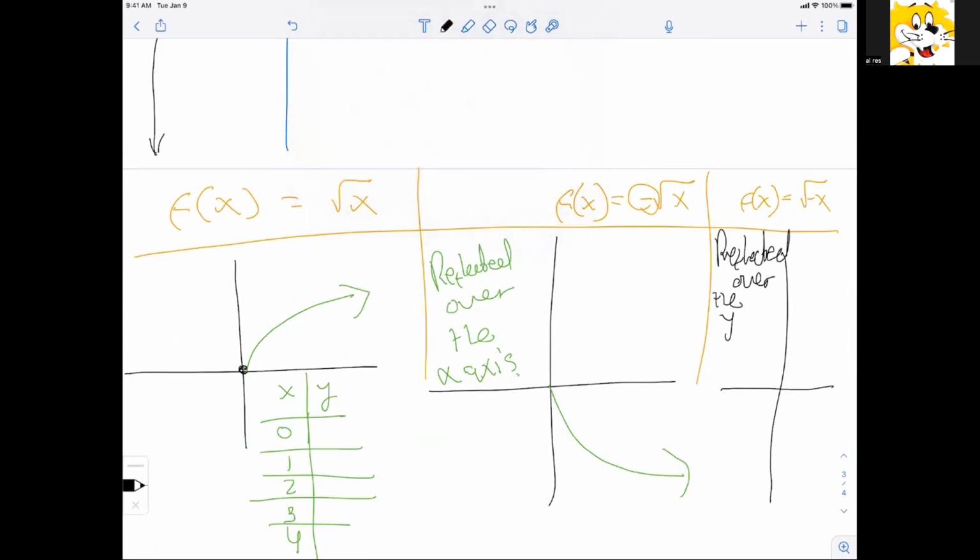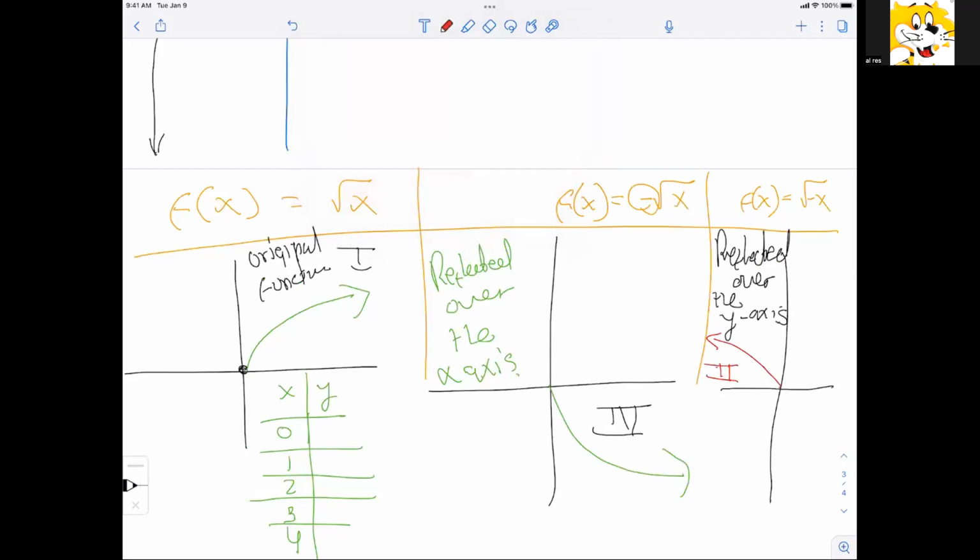Over the y-axis. And you have to look at your original function. This is your original function here on the left. So your original function is in quadrant 1. If it gets reflected over the x-axis, it ends up in quadrant 4. But if it gets reflected over the y-axis, it ends up in quadrant 2. So those are the questions on the homework that talk about the square root and the cubic function.